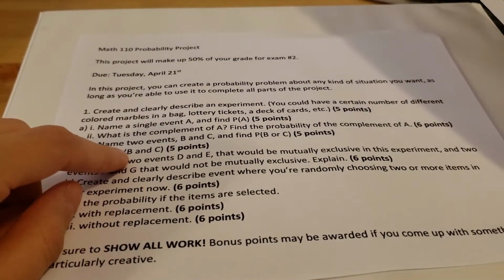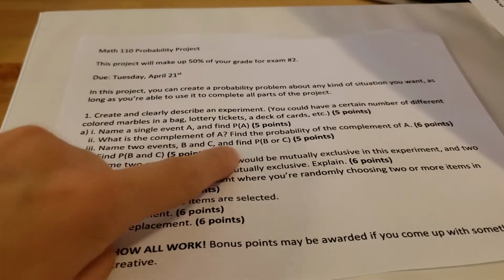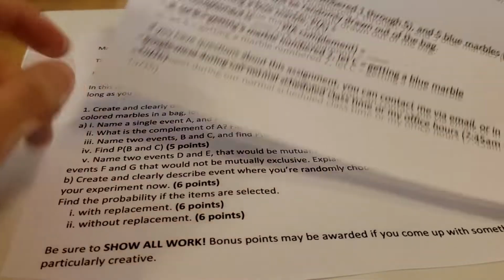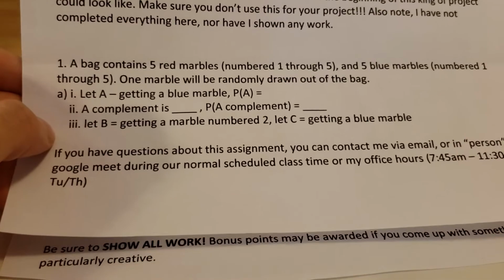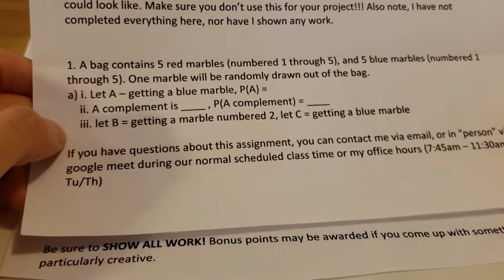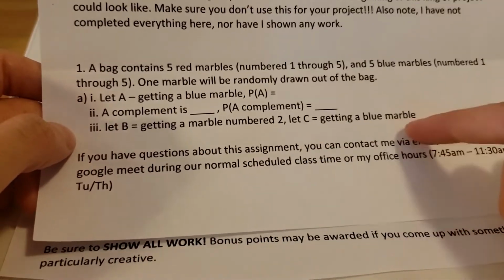For 3, you want to name 2 events B and C, and then find the probability of B or C. So in this example, I said let B be the probability of getting a marble that has the number 2 on it, and then let C be the event where we get a blue marble.